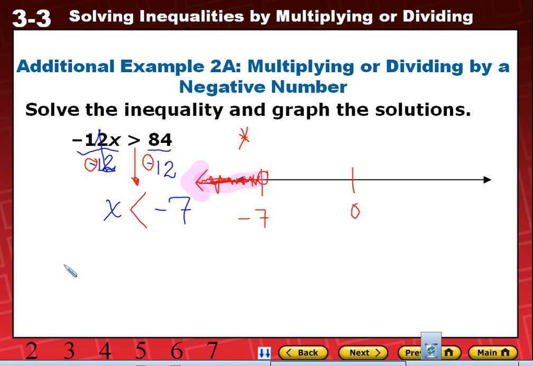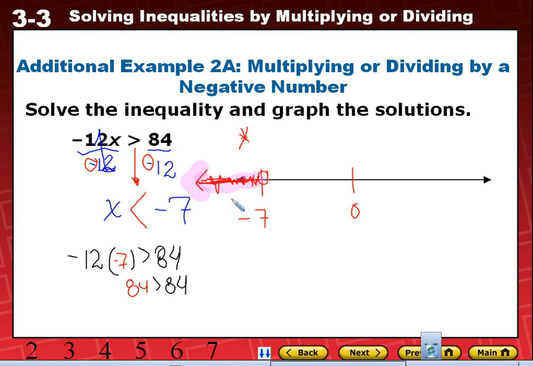Let's rewrite our inequality. We have -12, open parentheses, greater than 84. Now, just to refresh your memory, what's going to happen if I substitute this number right here? If I substitute -7, let's do that just so you can see it. What is -7 times -12? That's right, 84. And is 84 greater than 84? No, it's not true. And you know why it's not true? Because we have the open circle and we do not include this point.